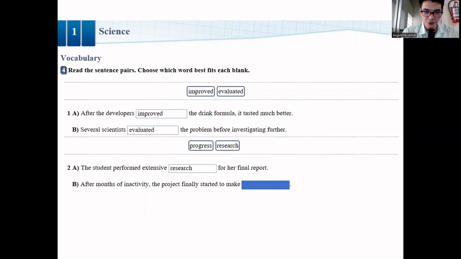Next, after months of inactivity, the project finally started to make blank. The answer, after months of inactivity, the project finally started to make progress. So progress means to move on to the next step. So if the project was at step 1, then when they made progress, it's now at step 2. Okay? So that's what it means to make progress. Those are the answers for this section. Moving on.